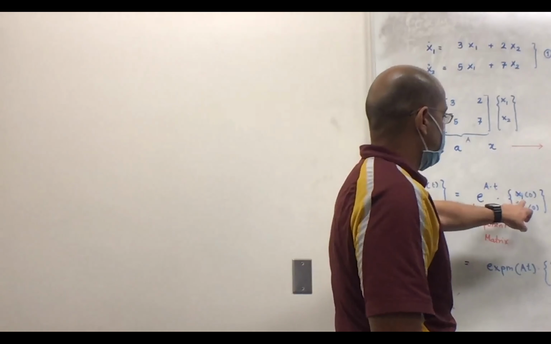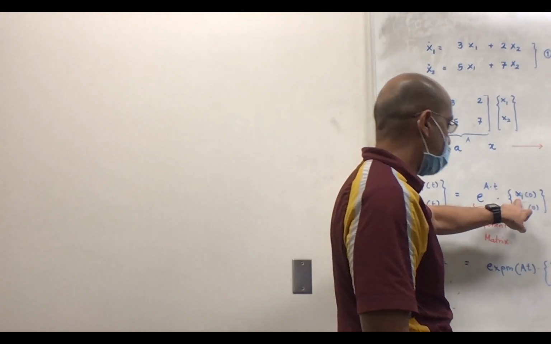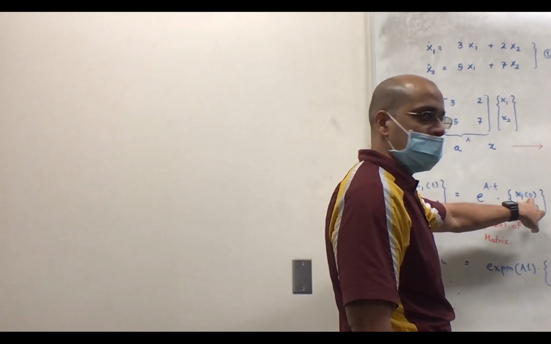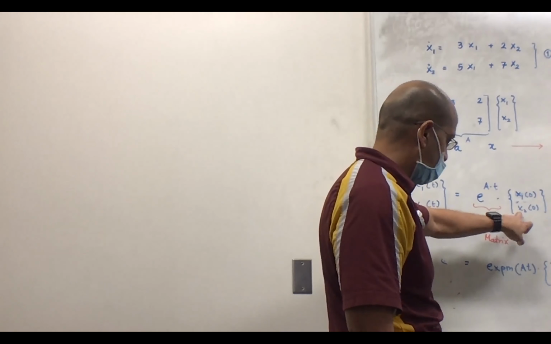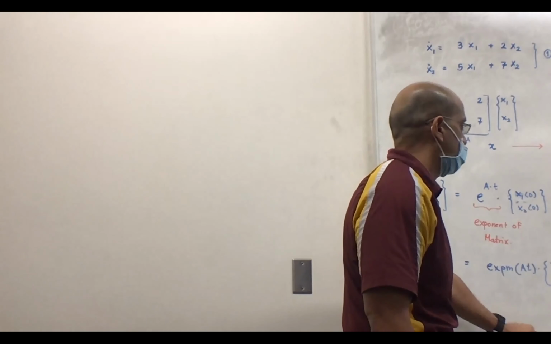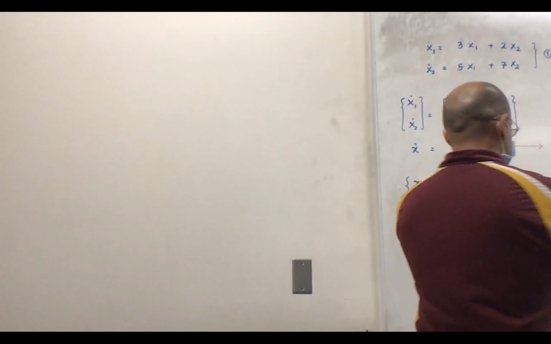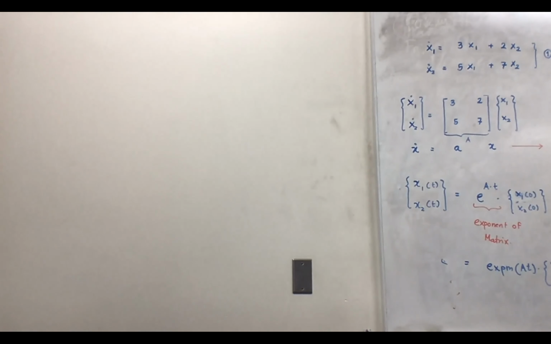x1 of 0 is the initial condition, the value of x1 when time t is equal to 0. x2 of 0 is the value of x2 when time t is equal to 0. What does that mean? Let me clarify this for a second. What is this A0? Think about it. If I substitute the value t equal to 0 here, you agree with me, x of 0 is equal to A0 e to the 0, which means 1, right?